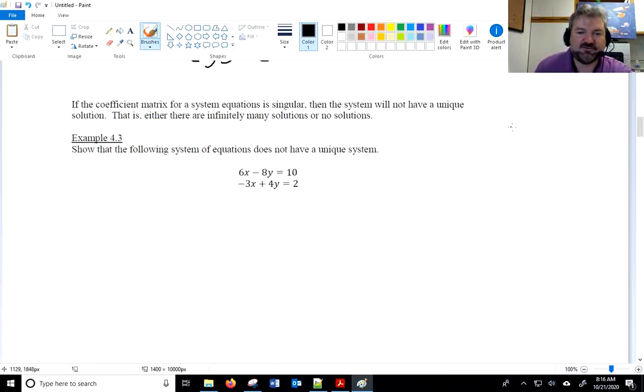Now, if the coefficient matrix for a system of equations is singular, remember that means that the determinant is 0, then the system will not have a unique solution. It could be infinitely many, it could be no solutions. We would have to do a little bit more work to figure out which, though.